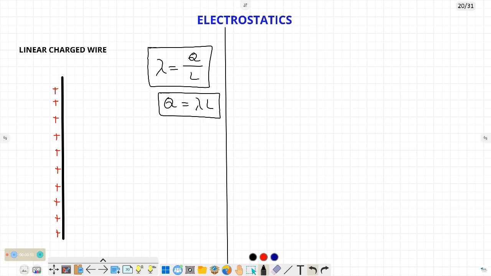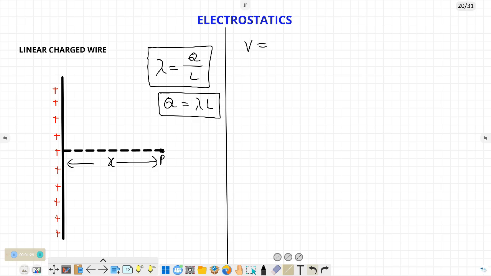Now what are we calculating? We are calculating the potential due to this charged wire at a point at distance R. So here I have chosen one point, you can see, this is the point P. At this point we are finding the potential due to this infinite length charged wire. The distance of the point, you can take as some x.